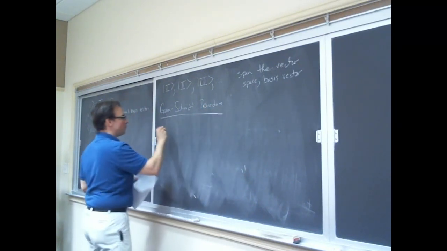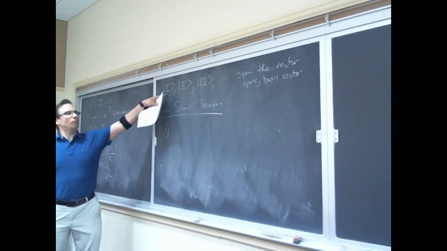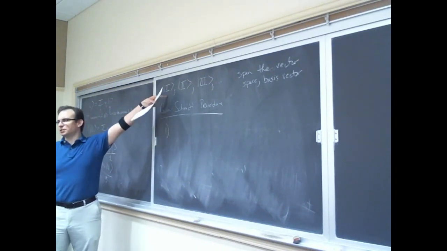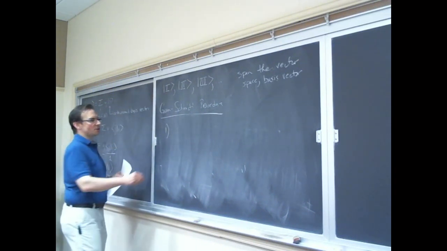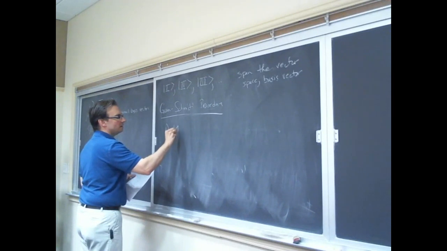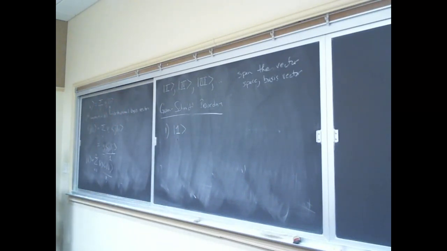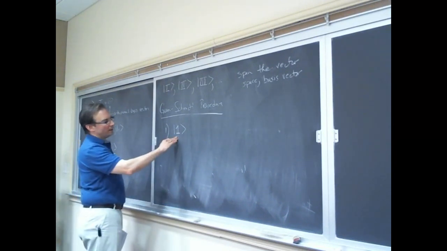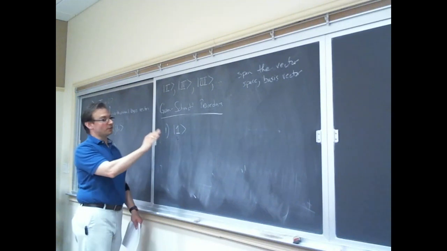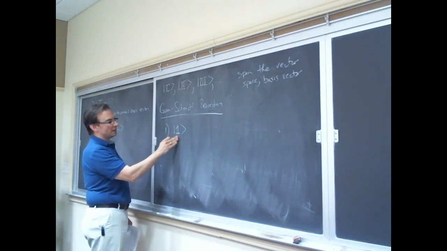Okay, so step 1. Start with one of the vectors. This is suggestively numbered 1, so we might as well start with that. We want to get a ket number 1, Arabic numeral 1, whose length is 1. That's all we want for the first one. We just want a vector whose length is 1 to start with.